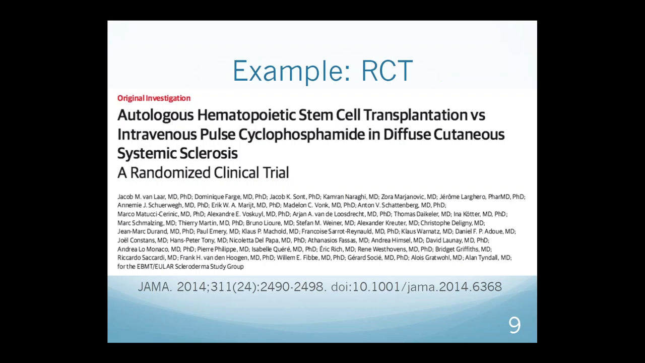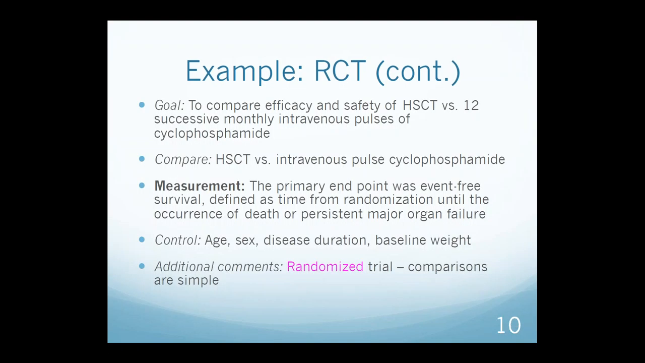So here's an example of a randomized clinical trial. It was published in JAMA in 2014, and it is titled Autologous Hematopoietic Stem Cell Transplantation versus Intravenous Pulse Cyclophosphamide in Diffuse Cutaneous Systemic Sclerosis. So the goal here is to compare the efficacy and safety. So it's a phase 2 trial.